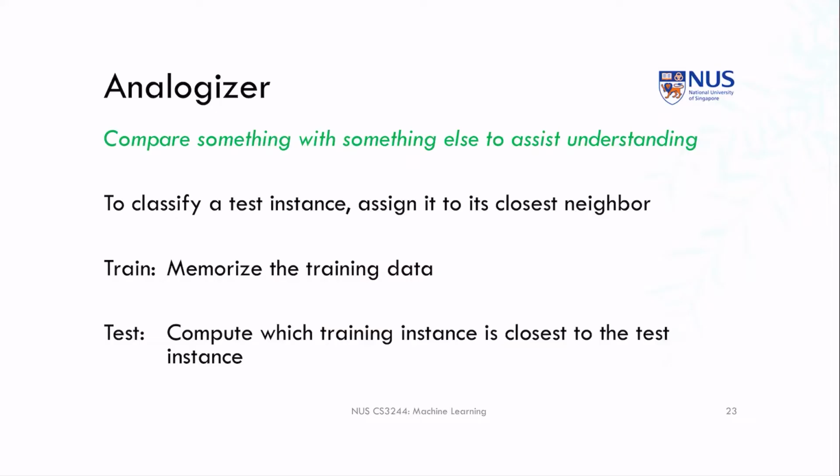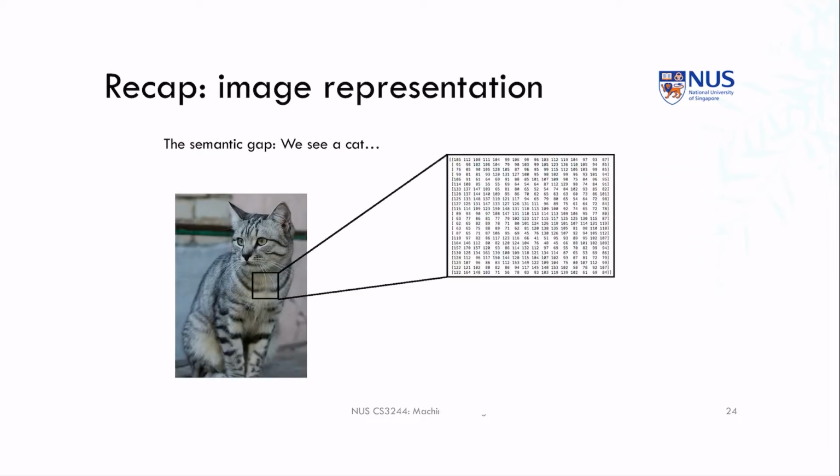So we're going to assign a test instance to its closest neighbor. And to do that, we're going to memorize the training data and then compute which training instance is closer to the test instance. It's a very simple idea. We do it all the time. So to recap this, let's take a look at image classification.